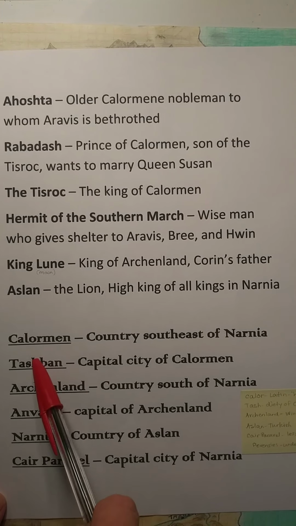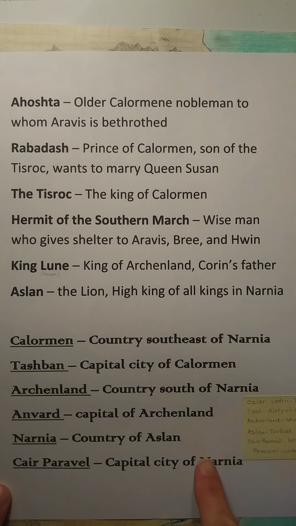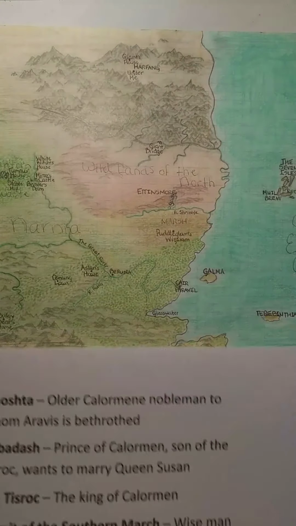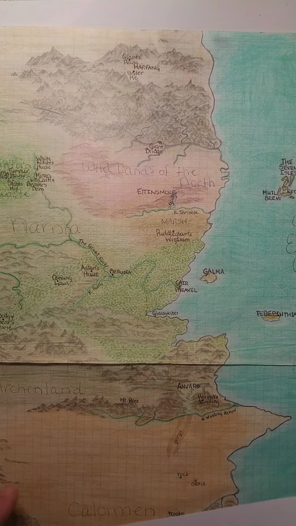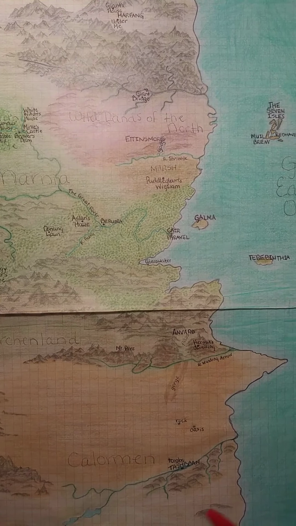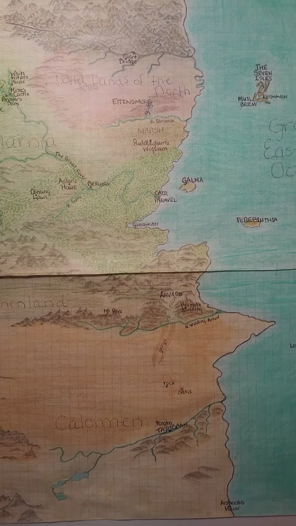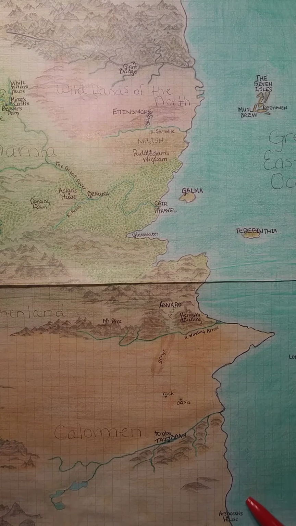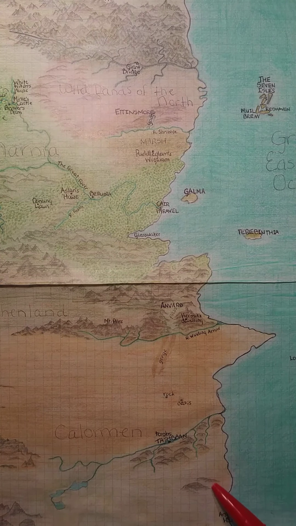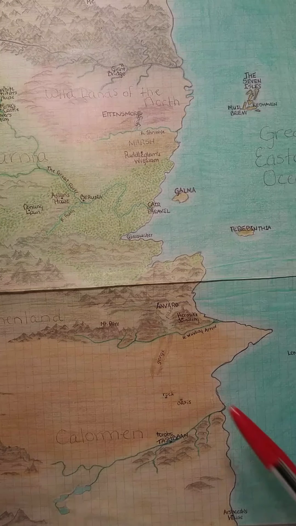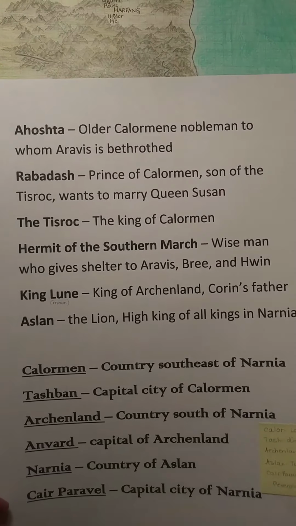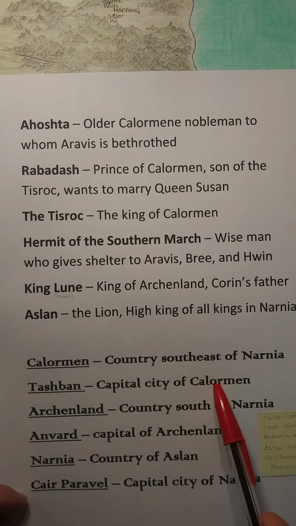Okay, the places are Calormen is the country southeast of Narnia. Calormen, way down here. This, remember, is where Shasta, his boat came ashore, and this is where Arshish found him. Okay, and they rode up through Calormen to get to Tashbaan, which is the capital of Calormen.